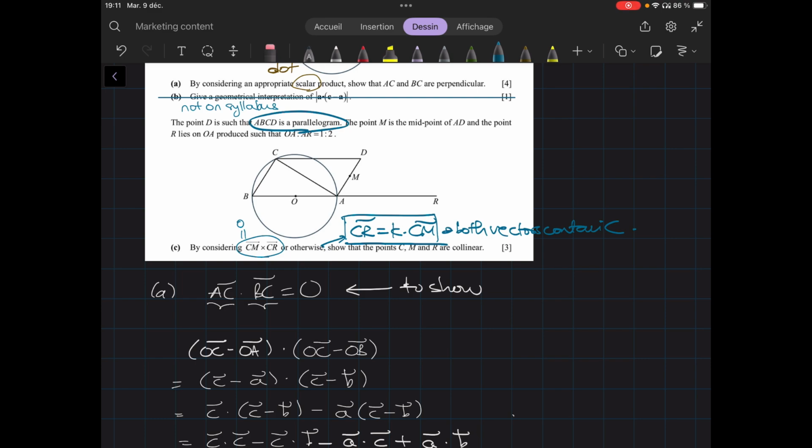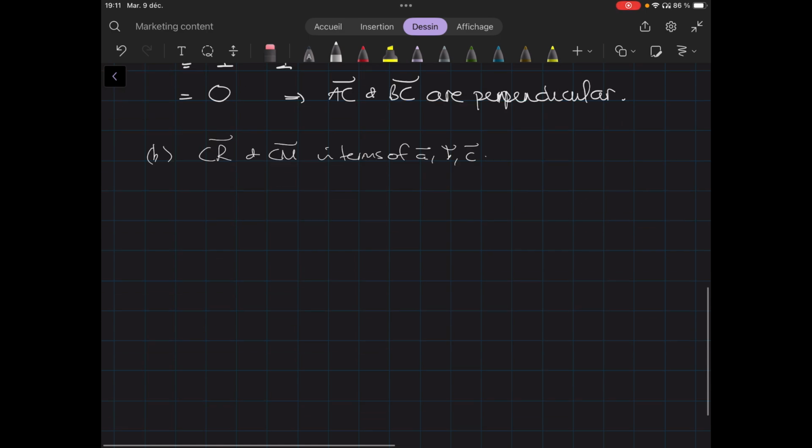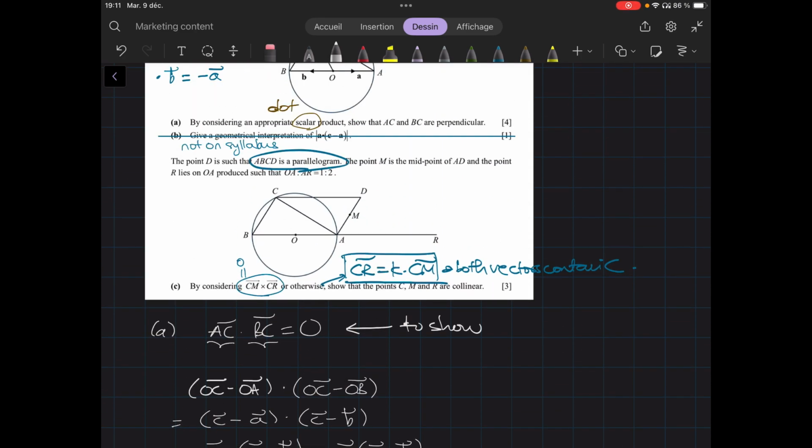First, we need to find CR. How can we find CR? CR, that is equal to BR minus BC. We know that OA divided by AR is 1 by 2. That means OA is equal to A, so AR is equal to 2A. BR is therefore equal to 4A. Notice that B goes in this direction, so A goes in the opposite.